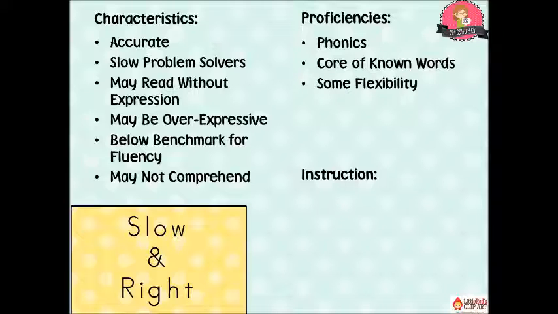Also, slow and right readers show some amount of flexibility. Flexibility in reading means that you have a variety of strategies and you know at what point to pull each strategy. While their ability to solve problems is slow, they can solve problems. So that's a strength. We just really need to start helping them know when to use which type of strategy to solve problems while they're reading.